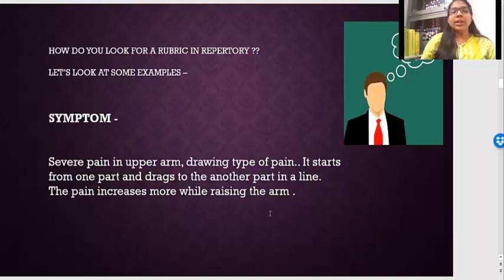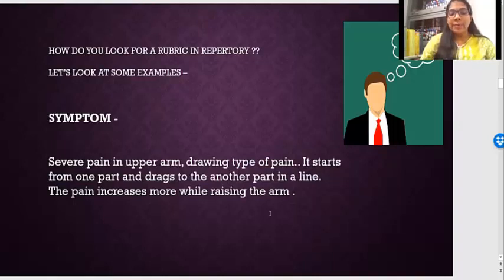For example, this is a symptom: there is severe pain in the upper arm, drawing type of pain. It starts from one part and drags to another part in a line. The pain increases more while raising the arm. So here the complaint is in the arm. And what type of complaint? It is drawing type. And what are the modalities? It increases more while raising the arm.